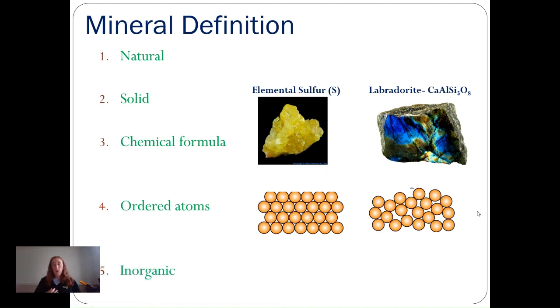Lastly, it has to be what we call inorganic. Just to give you a definition of inorganic, we can just say that it's not alive. So you can have organic carbon, you can have inorganic carbon. And the more technical definition of inorganic here means that it has to have inorganic carbon. But the way that you can think about it is that if it's alive, it's not a mineral. If it's non-living, it has a chance it could be a mineral as long as it satisfies the other criteria in this definition.